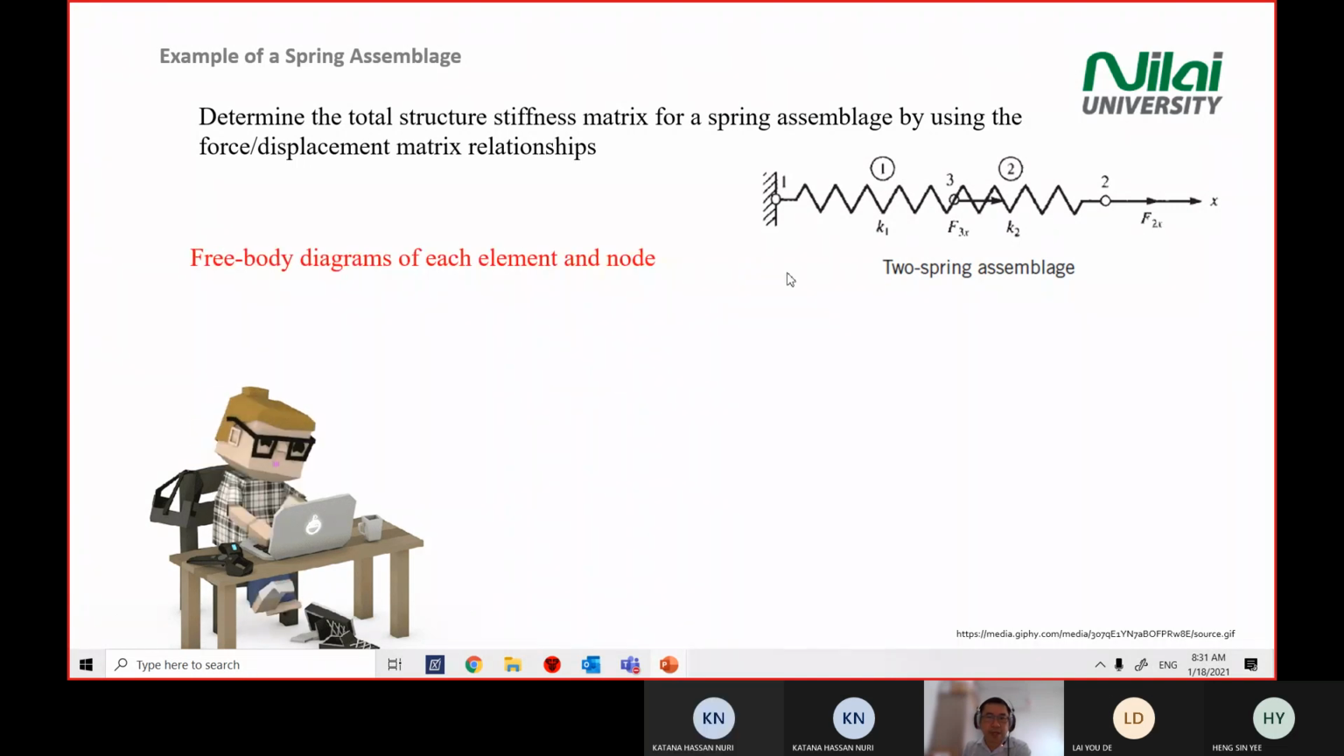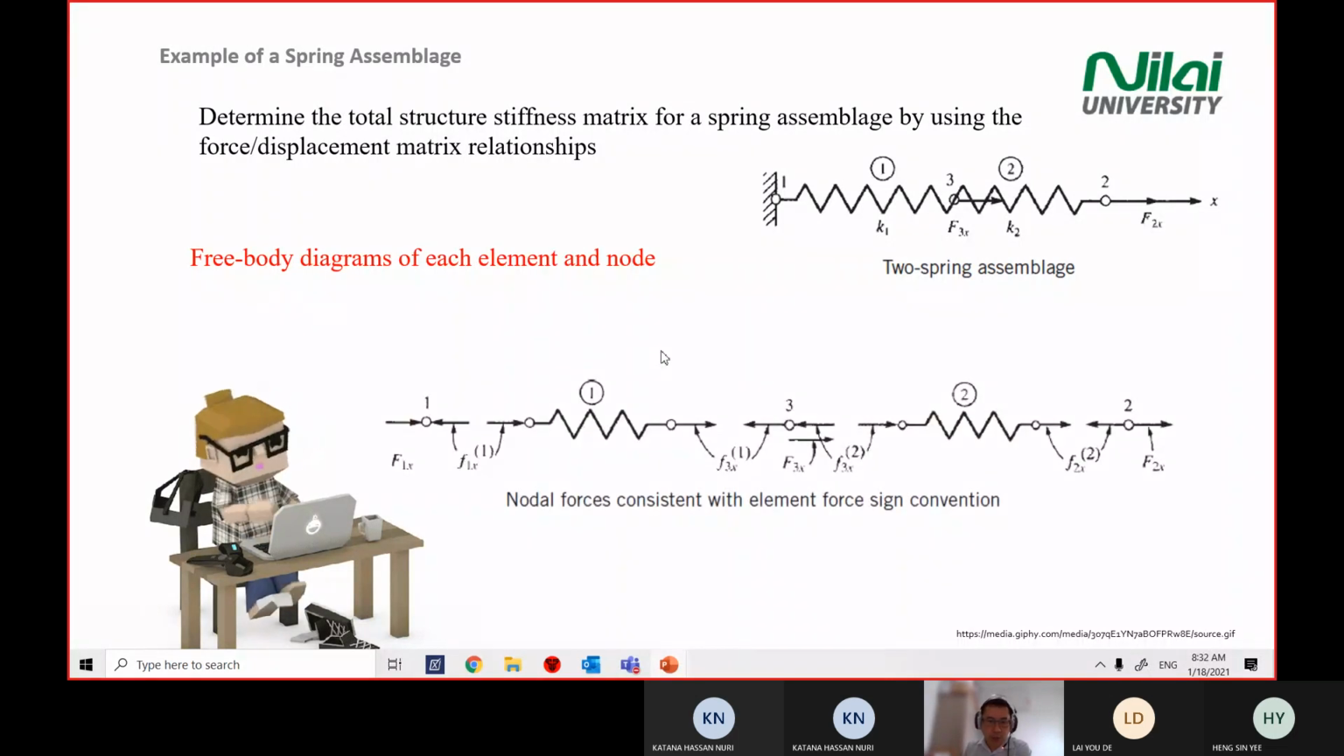Now we break the assembly into a free body diagram of each element. I'm going to show you the answer. So how do we break this assembly? You break it by using the points that are given. The first point you look at is point number 1, so this structure. The direction of the force here, I will explain later.